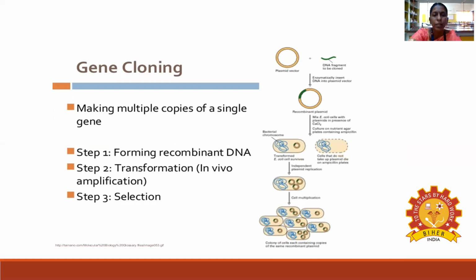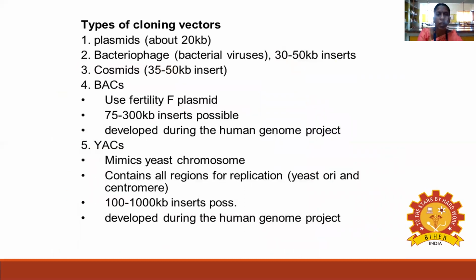The third step is selection. So these are the main things. The first is forming the recombinant DNA, the second step is transformation, and the third step is selection. These are the steps.